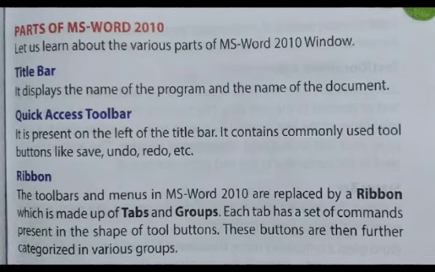Next is ribbon. The toolbars and menu in MS Word 2010 are replaced by a ribbon which is made up of tabs and groups. Each tab has a set of commands present in the shape of tool buttons. These buttons are then further categorized in various groups. Under the title bar, ribbon is available, and this ribbon contains some tabs and groups, and each tab has its commands like shape of tool buttons, and these buttons are categorized in various groups.